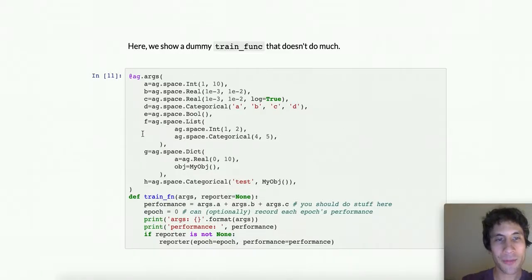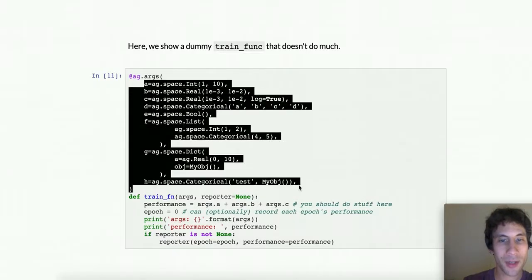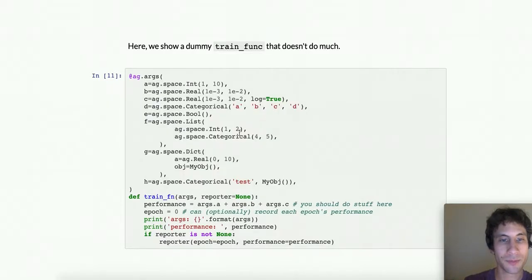And then all we have to do to make this existing function searchable by AutoGluon is add an AutoGluon.args decorator. Again, we can optionally specify default search spaces for this function if we want to, for the arguments of this function, I should say. Here we show all different kinds that we covered in the early part of the tutorial.